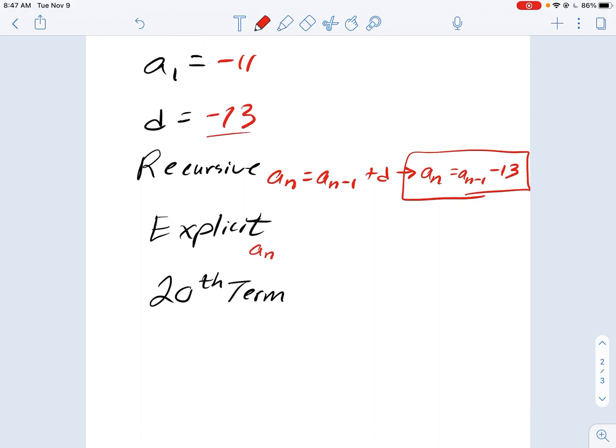Let's continue with explicit formula. A sub n is equal to A sub 1 plus n minus 1 times the common difference. So plug in what we know. We have A sub n is equal to our first term, negative 11, plus in parentheses n minus 1, and then in parentheses here at the end, minus 13. Unfortunately, I don't have enough room to write it there, so let me go ahead and write it down here. A sub n is equal to the first term, negative 11 plus n minus 1, and the common difference is a negative 13.